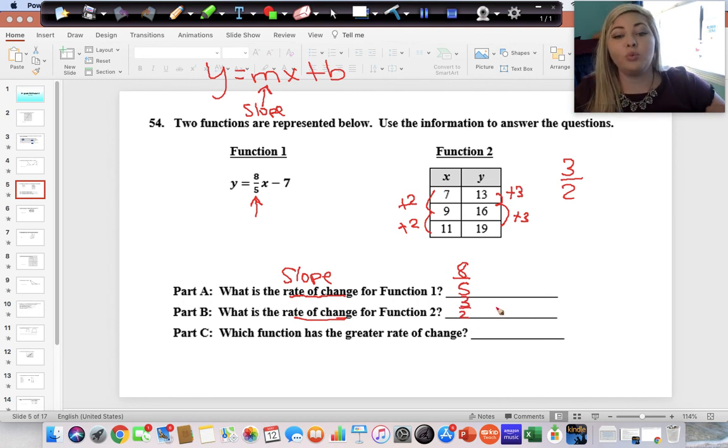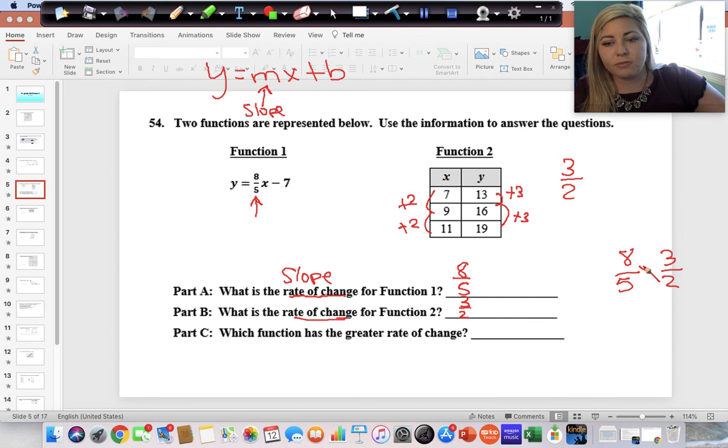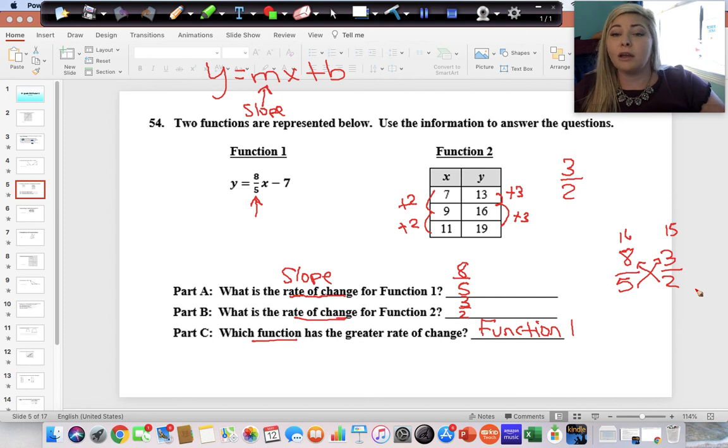Then it says, what is the greater rate of change? Remember, we can cross multiply to compare fractions, and these are essentially just fractions. So to compare them, I'm going to cross multiply here. So 2 times 8 gives me 16, and 5 times 3 gives me 15. So that means 8/5 is bigger than 3/2. It didn't ask for the fraction or the slope, it said what function has a greater rate of change. That would be function 1. There are other ways you could compare these two. You could have also changed them both to decimals and then compared your decimal forms. Whatever is easiest for you.